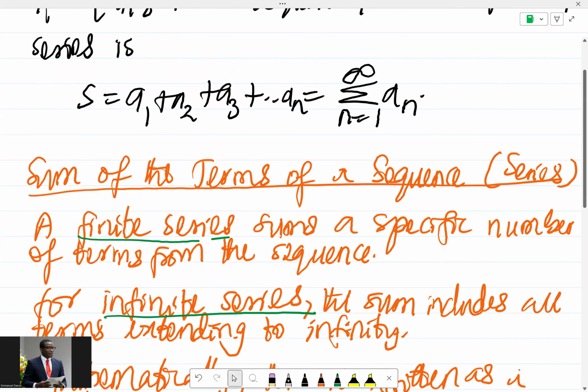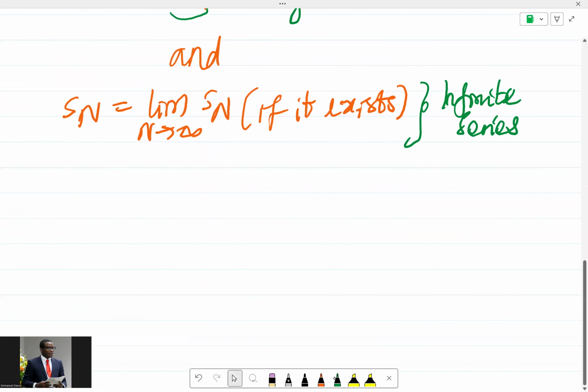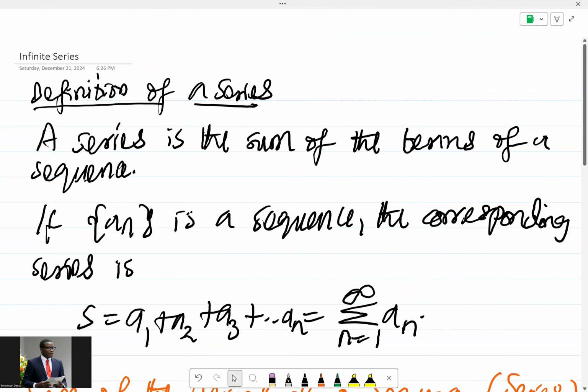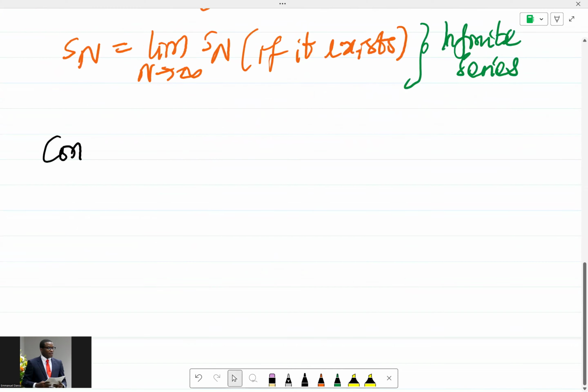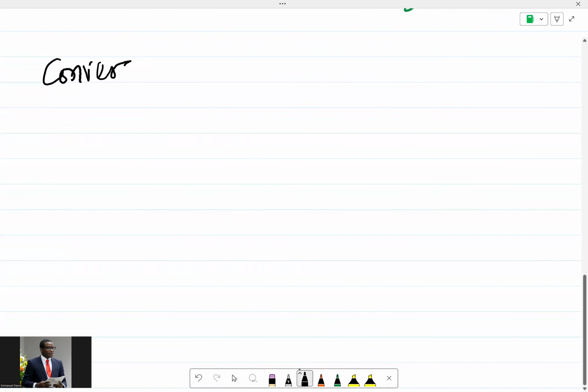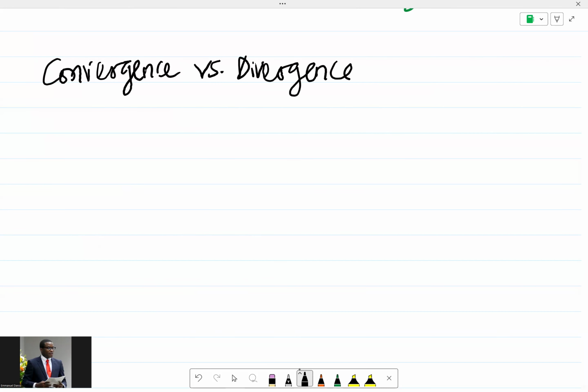Next thing to talk about is convergence versus divergence. Now, this is really important when we talk about series.